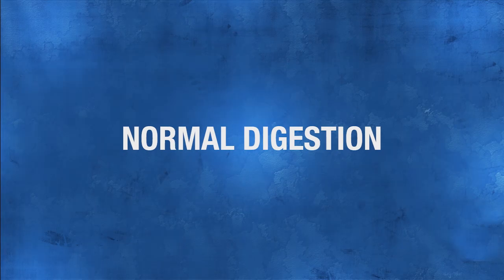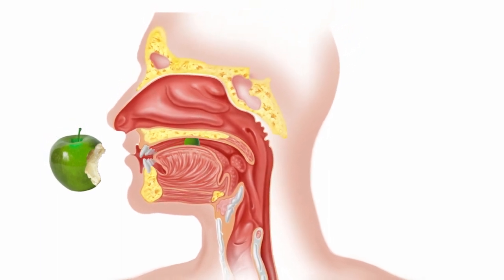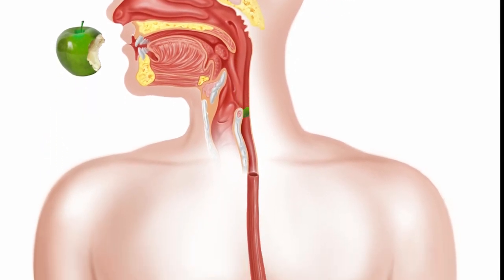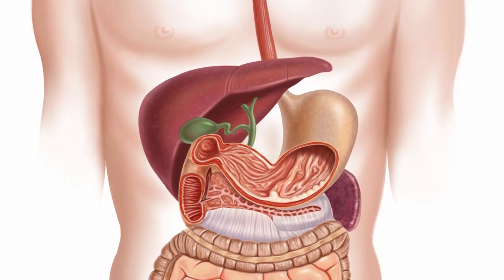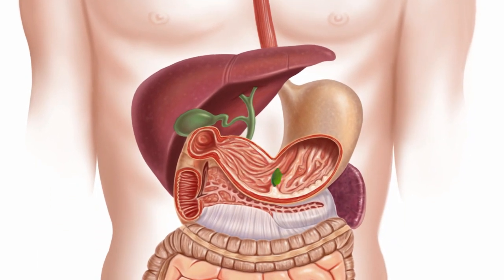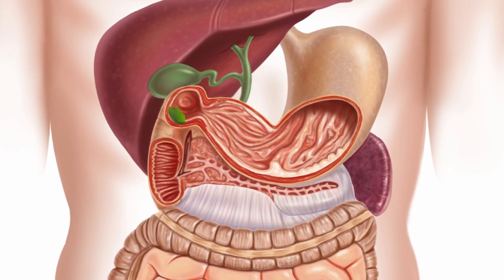Normal digestion. The digestive system is comprised of several organs that transform and absorb food. Food travels from the mouth towards the large intestines. Normal digestion follows this route. Food is first chewed in the mouth and then passes through the esophagus to reach the stomach. The stomach acts like a reservoir where enzymes and gastric contractions come together to transform food into semi-liquid matter.